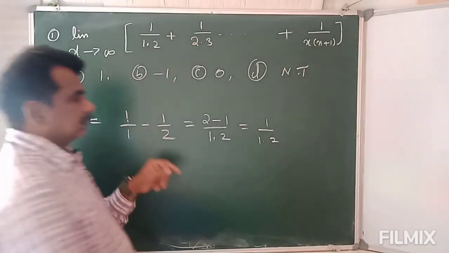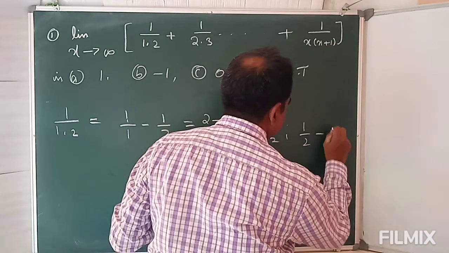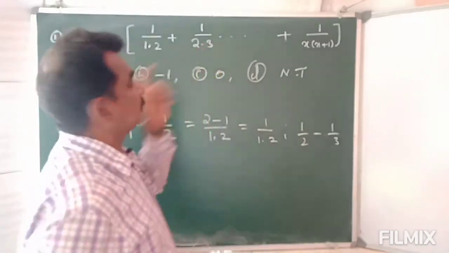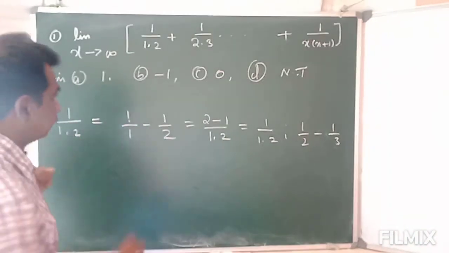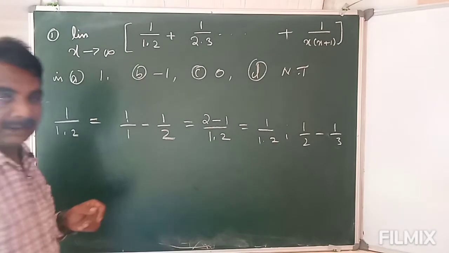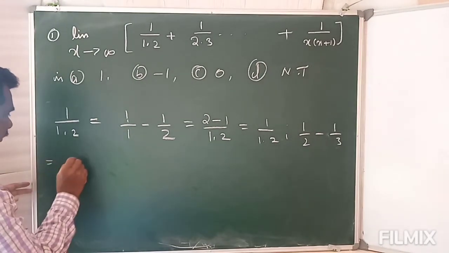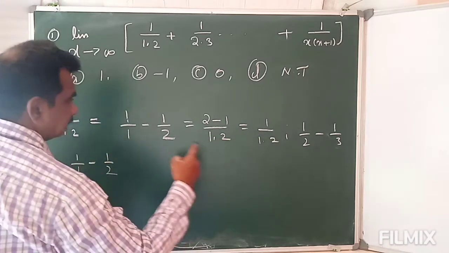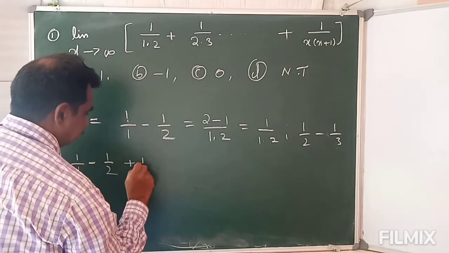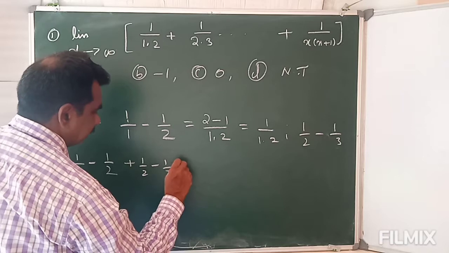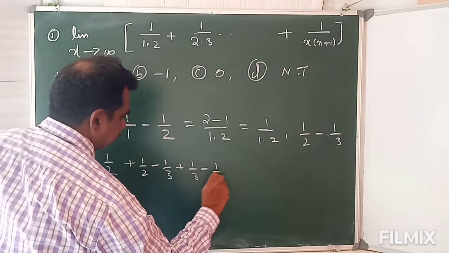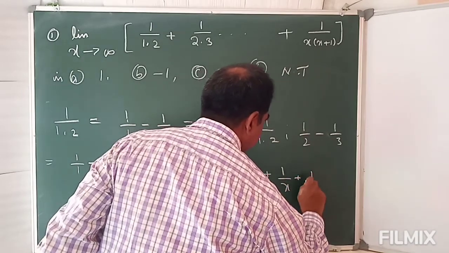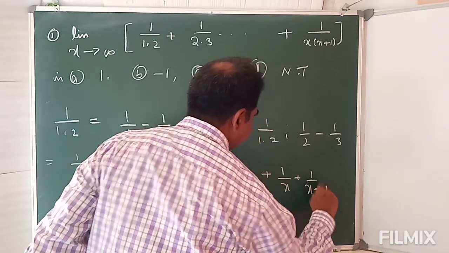Similarly for this, 1 by 2 minus 1 by 3. 2 into 3 is the LCM, 3 minus 2 is this one. Okay, 3 minus 2 how much? 1. That's why this given statement becomes 1 by 1 minus 1 by 2, next plus 1 by 2 minus 1 by 3 plus 1 by 3 minus 1 by 4, and so on, plus 1 by x minus 1 by x plus 1.